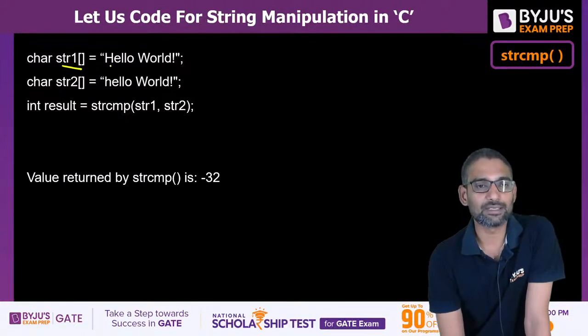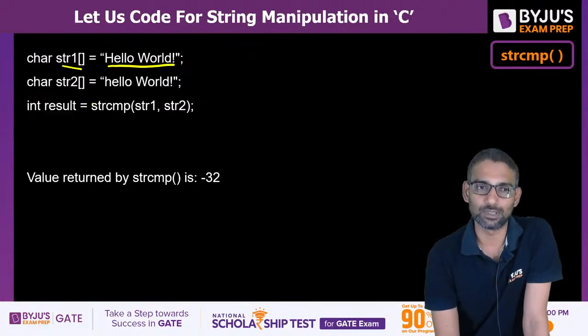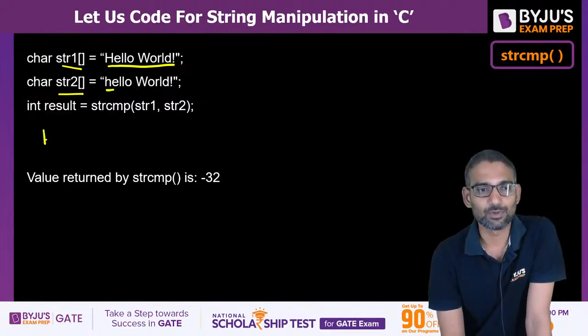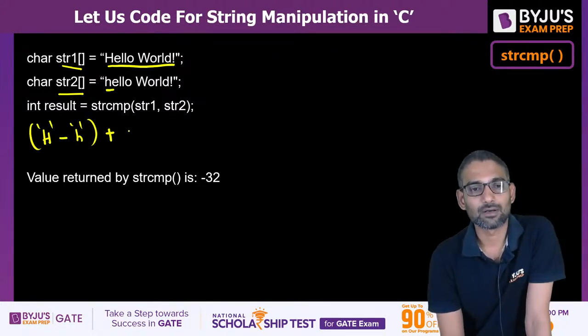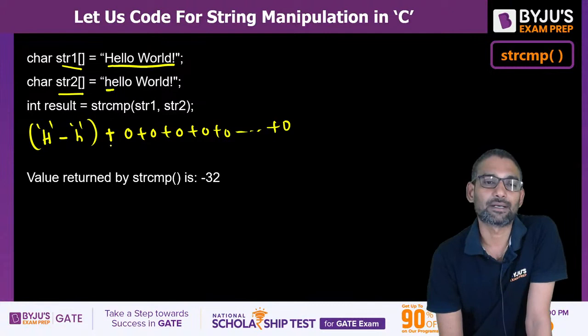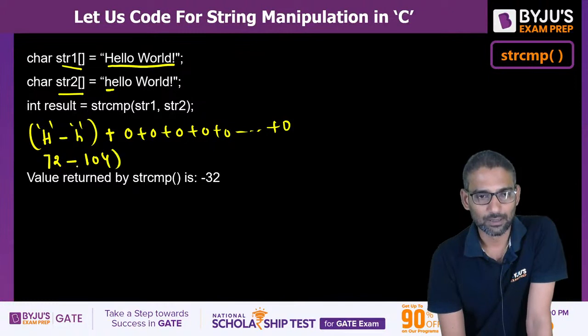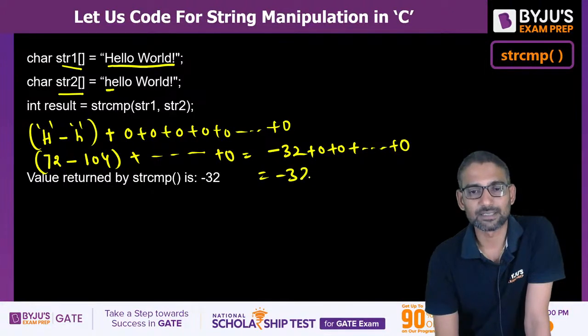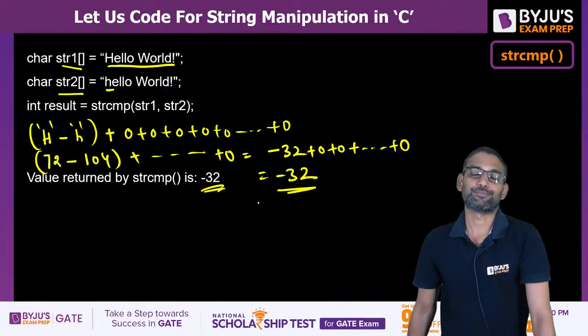If I exchange the values, like str1 is capital H followed by hello world, and str2 starts with small h hello world, this would be capital H minus small h plus all zeros, because all the other characters are the same. So capital H is 72 minus small h is 104. So this would be minus 32 plus all zeros. So you will get minus 32, a negative value.